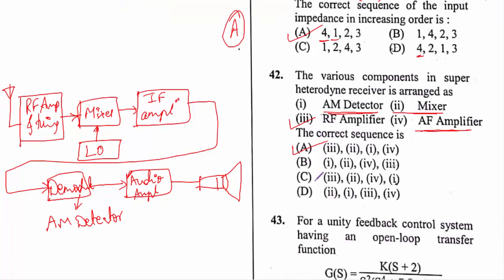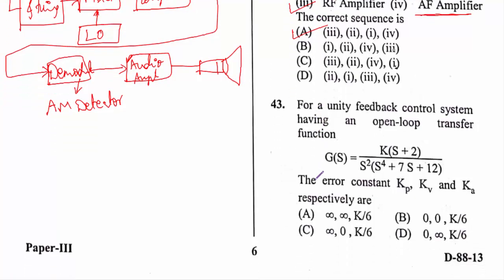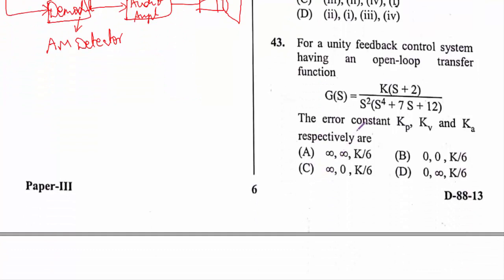43rd question what they have given is, for a unity feedback system having an open loop transfer function G(s) given by this expression. They are asking what are the error constants, that is Kp, Kv and Ka. The type of the system is type 2.